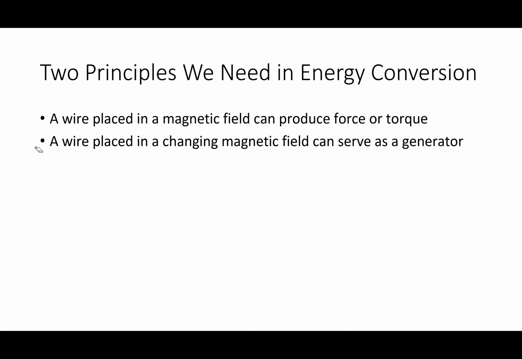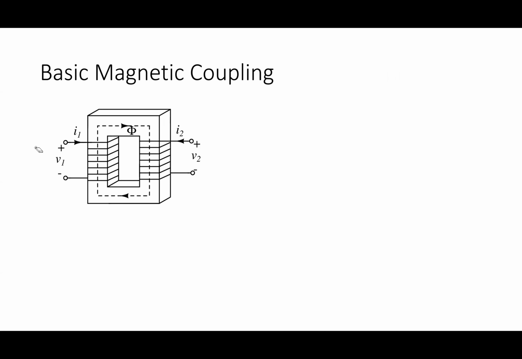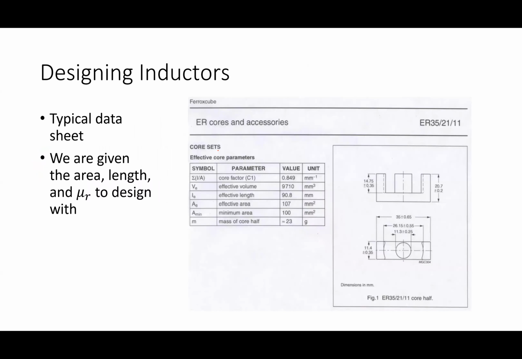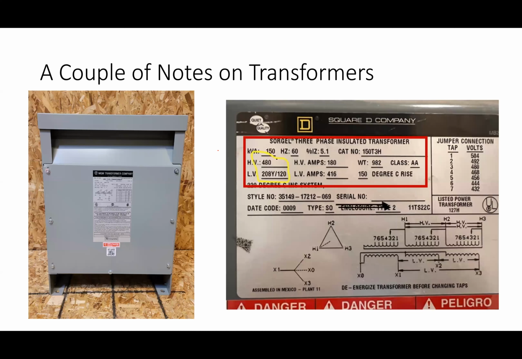The one I'm dealing with today is this one. A wire placed in a changing magnetic field can serve as a generator. A transformer is two coils coupled together. If I stick a source onto one side of this, like that, V2 is a generator. Basically, it acts like a voltage source as far as anything connected here is concerned. That's the basic idea of what a transformer does.